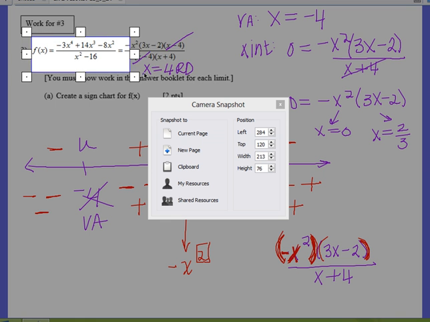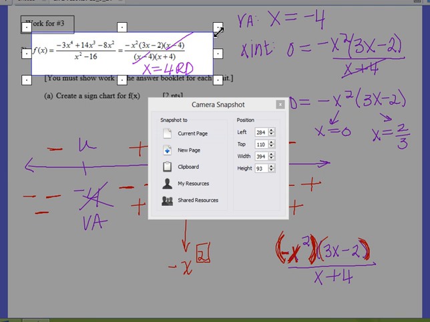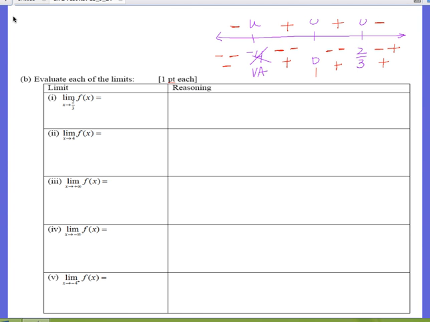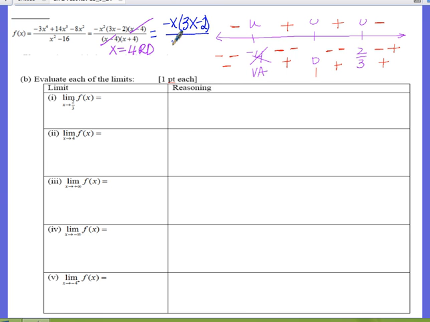And then I'm also going to go back and steal the function. I'm going to steal the function with all the work I did to it, which means the dividing out of the removable discontinuity. And paste. Alright, so there's this guy. And just to be clear, I'm also going to simplify this all the way. So it would be negative x times 3x minus 2, just all over x plus 4. And then just remember, we know we have a removable discontinuity at x equal to 4.